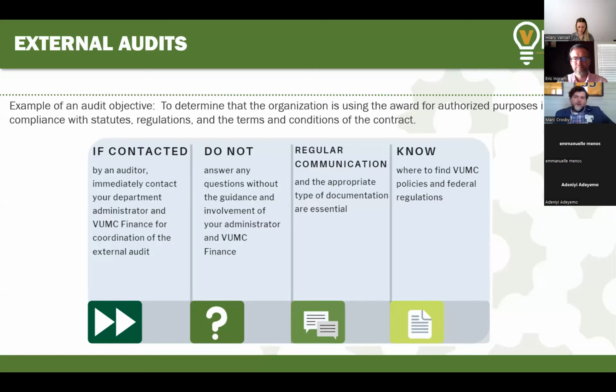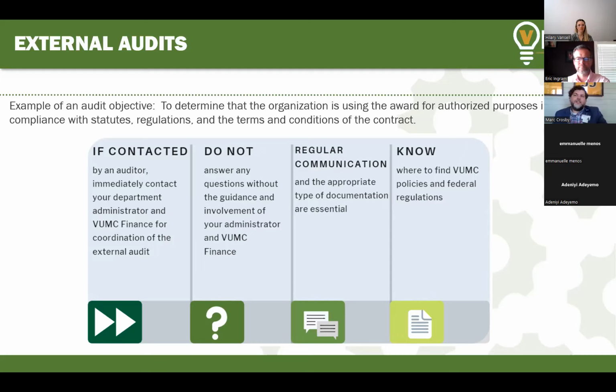So that's why we've referenced several times today, I'm sure you've heard this as a theme in many of the sessions: review the terms and conditions of your award. That's because that's what auditors will come in and review, the terms and conditions of your specific award, which may be different amongst other awards that you have. And that's what they're going to look at. So we have at VUMC these best practices outlined down at the bottom of this slide, and what to do if you're ever contacted by an auditor, or steps to take to be aware of in the audit process.